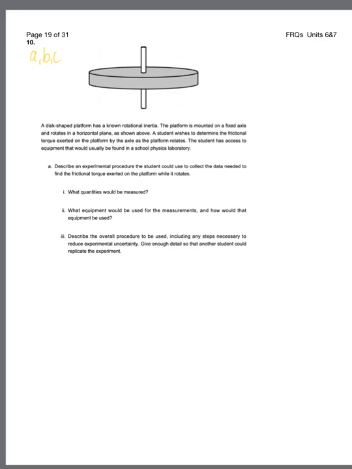So to unpack this question, the first thing we are told is that it's a disc-shaped platform. It has a known rotational inertia. And notice I'm highlighting as I go along, so I'm identifying the key parts, which will save me time. It's mounted on a fixed axle and rotates in a horizontal plane as shown above, okay? A student wishes to determine the frictional torque exerted on the platform by the axle as the platform rotates.